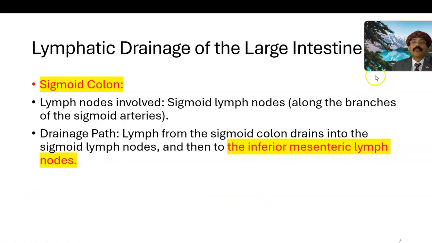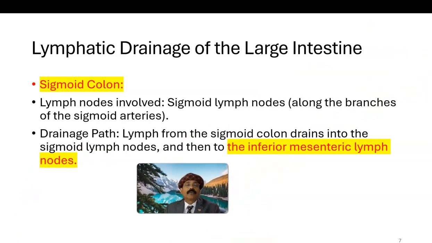From the sigmoid colon, the lymph nodes involved are the sigmoid lymph nodes along the branches of the sigmoid arteries. Lymph from the sigmoid colon drains into the sigmoid lymph nodes and then to the inferior mesenteric lymph nodes.